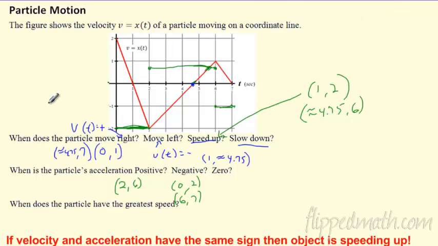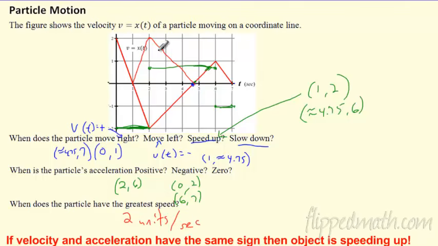When does the particle have the greatest speed? Speed is the absolute value of velocity. So if I take the absolute value of this graph, it would be this. This would be the speed graph. Just cover up that bottom there, and it would be that. What's the highest speed possible? Well, it happens twice, at 0 and 2. Its greatest speed would be a velocity of 2, and this is units per second.